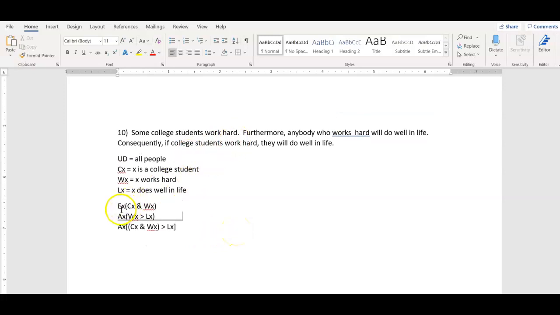Right? So some college students work hard. Some X, X is a college student and X works hard. Anyone who works hard will do well in life. For all X, if X works hard, then X does well in life. Consequently, if you're a college student who works hard, Cx and Wx, you will do well in life. All right.